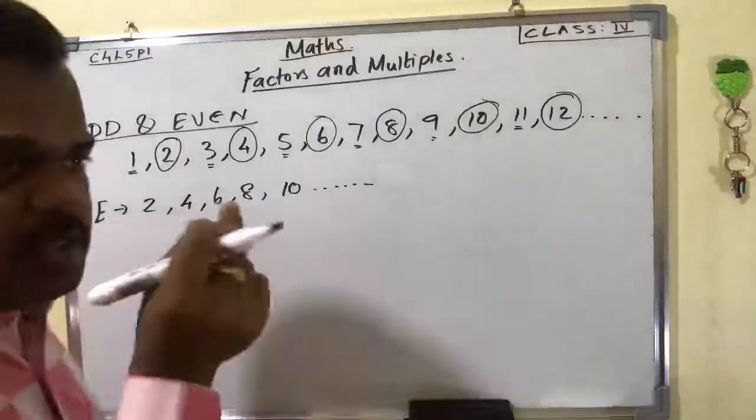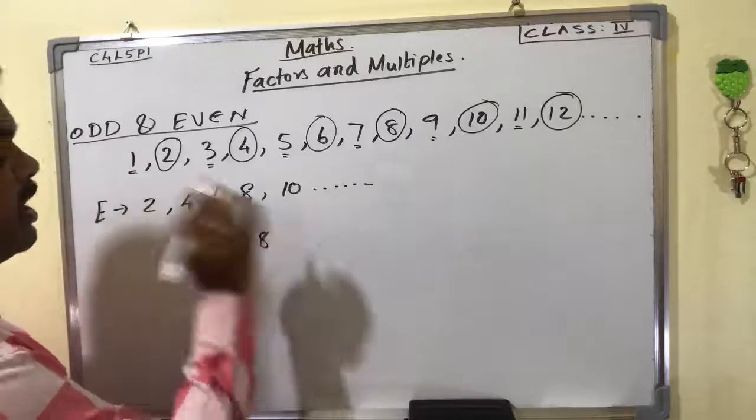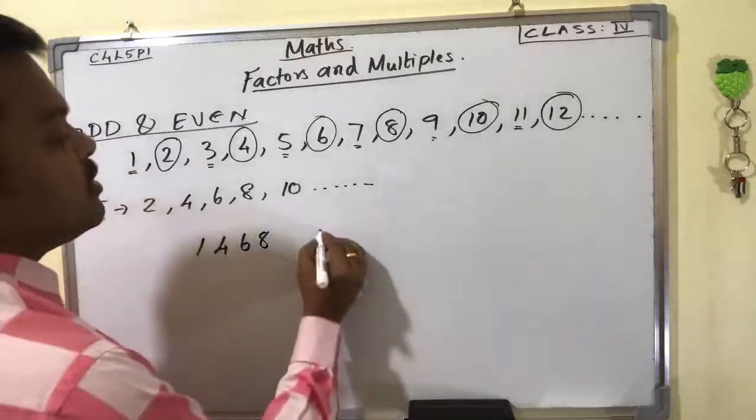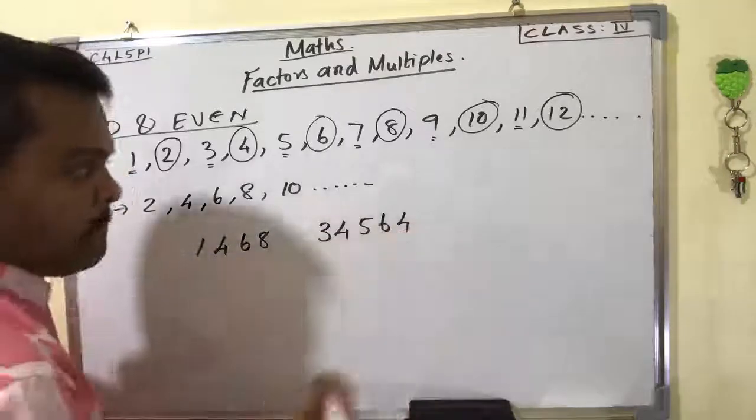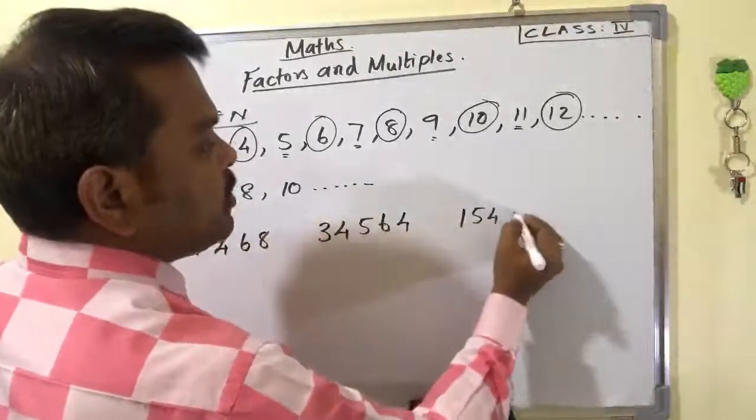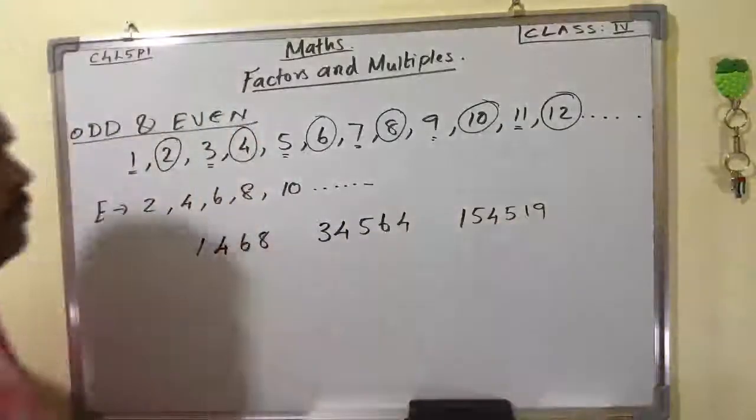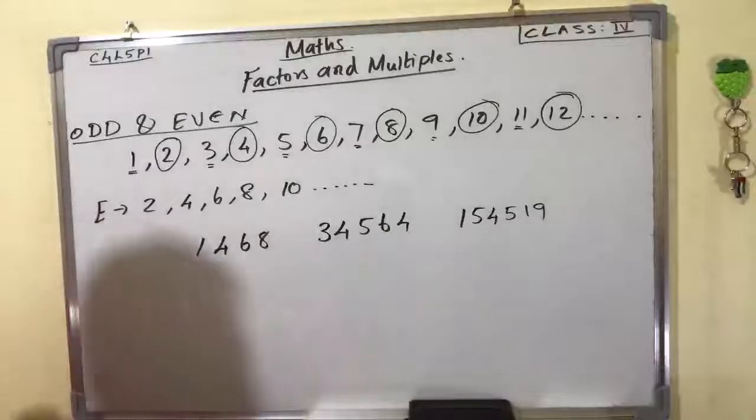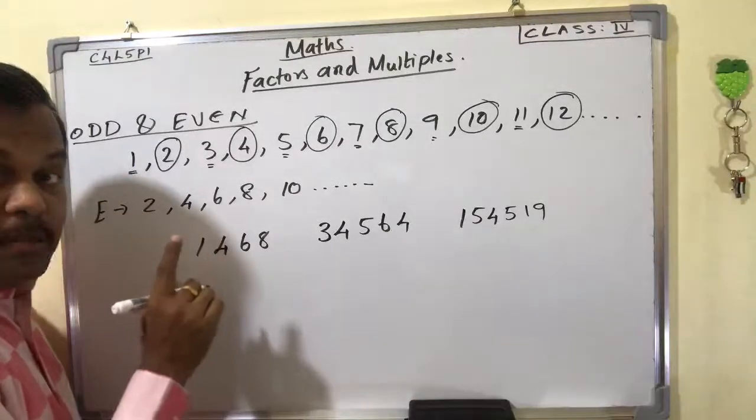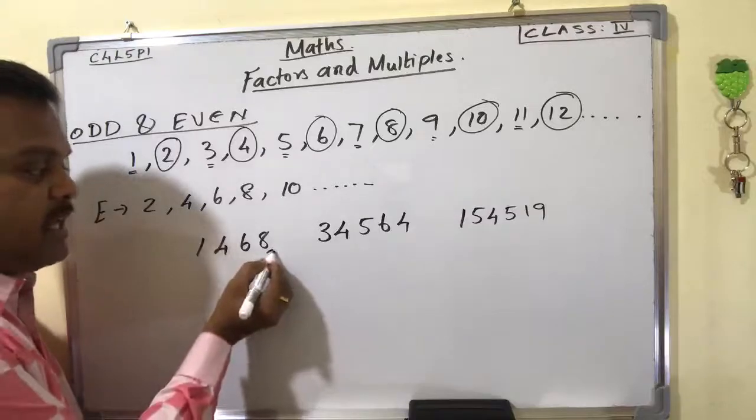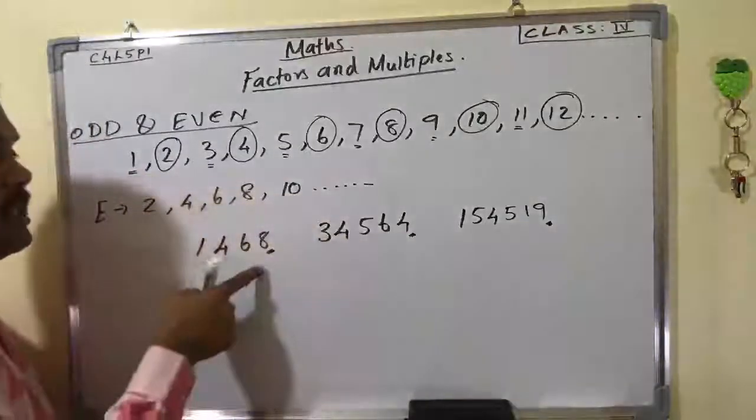Check the last digit. For example, 1468, 34,564, and 1,54,519. I wrote three numbers. Check the last digit. Last digit means the ones place. What is the number in the ones place? Here 8, here 4, here 9. Check the ones place.